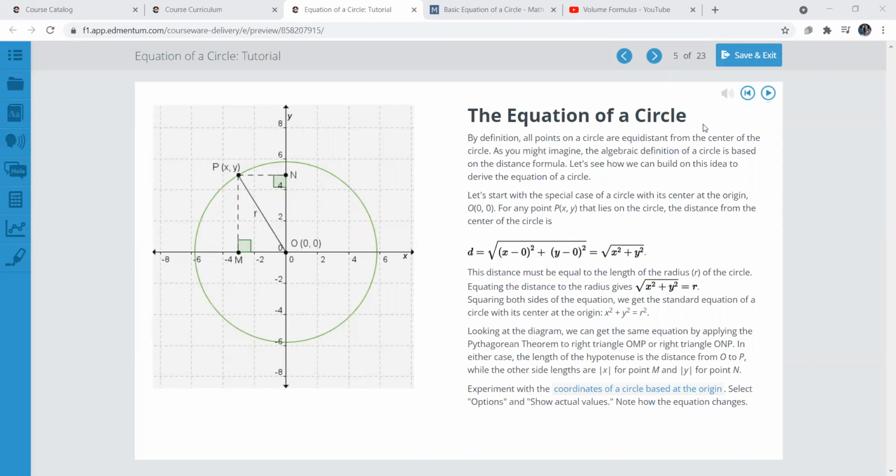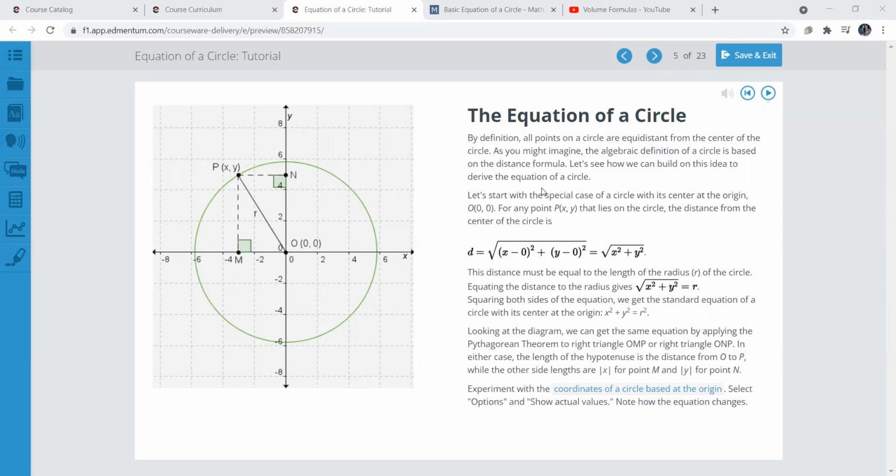Okay, we have the equation of a circle. Last week I did a brief overview on the equation of a circle, and we had a diagram, and I showed you how to solve it and what it looked like. This one goes a little bit more in depth.